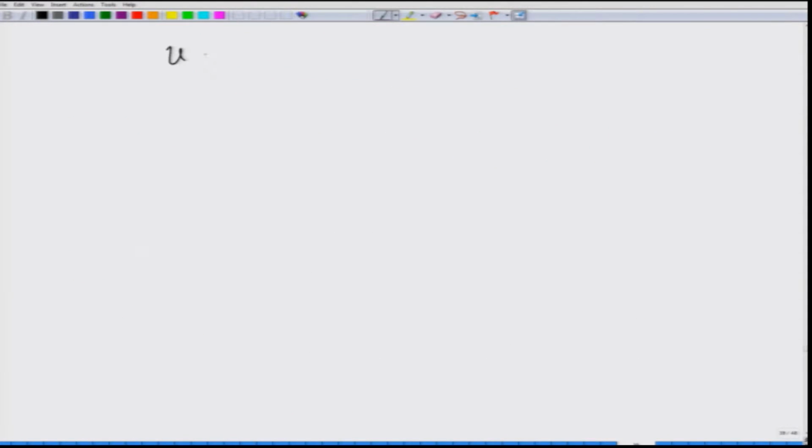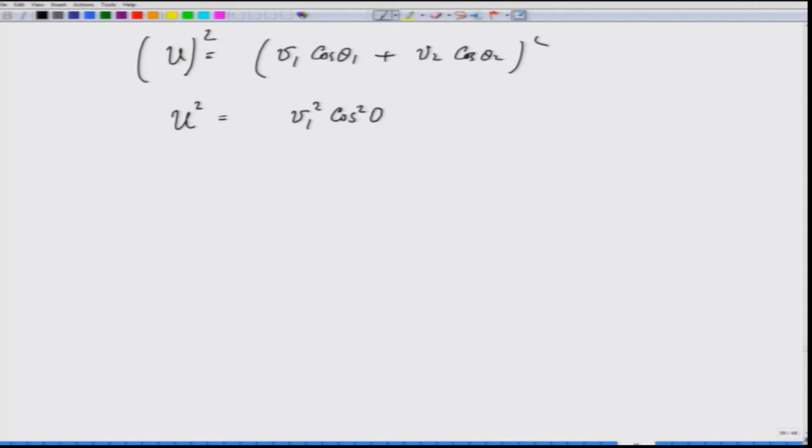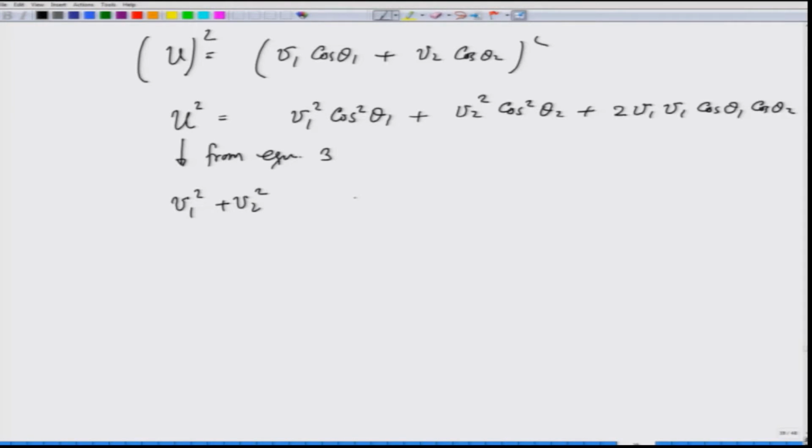I square u equals v1 cosine theta 1 plus v2 cosine of theta 2. I square the left hand side, I square the right hand side, and I get u square equals v1 square cosine square theta 1 plus v2 square cosine square theta 2 plus 2 v1 v2 cosine of theta 1 cosine of theta 2. But u square from equation 3 I already know is v1 square plus v2 square, because it is an elastic collision. This comes out to be v1 square cosine square theta 1 plus v2 square cosine square theta 2 plus 2 v1 v2 cosine theta 1 cosine theta 2.